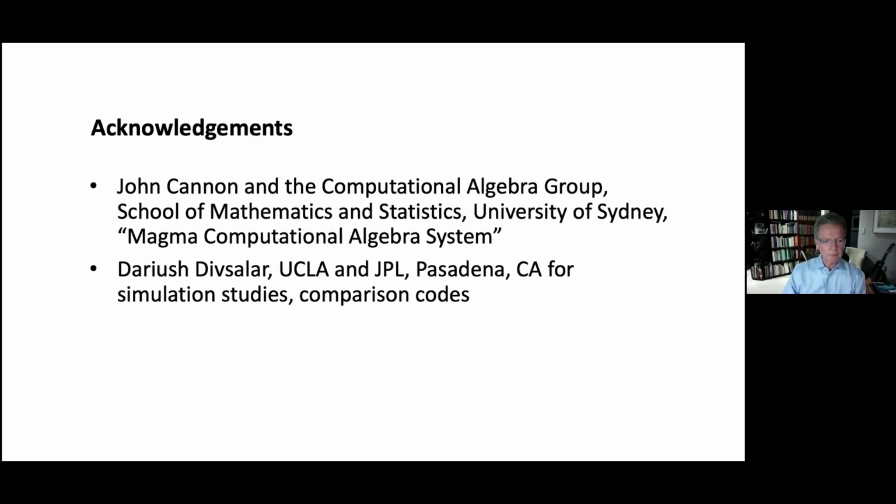And I want to thank John Cannon and the computational algebra group at the University of Sydney who built the software system, the Magma computational algebra system, that I used extensively, and that really got me going on this, because you can do marvelous things. And then Dariush was kind enough to get me into this by doing simulations that said, okay, we'll come to reality. Those are very sparse codes, but still not sparse enough.